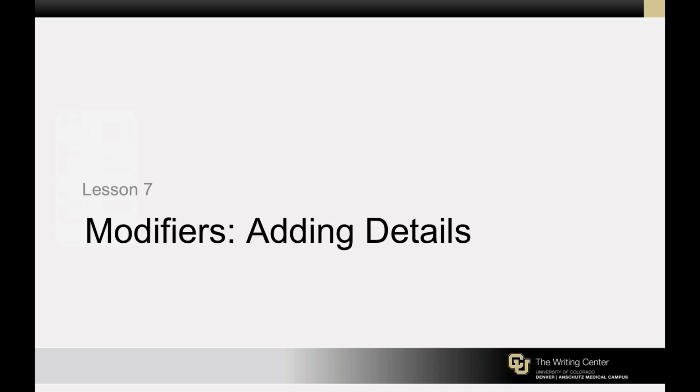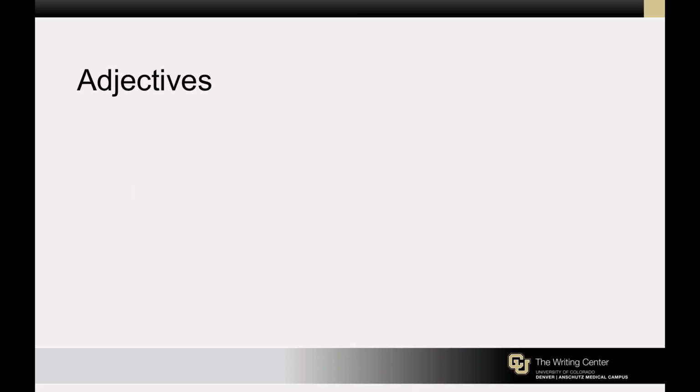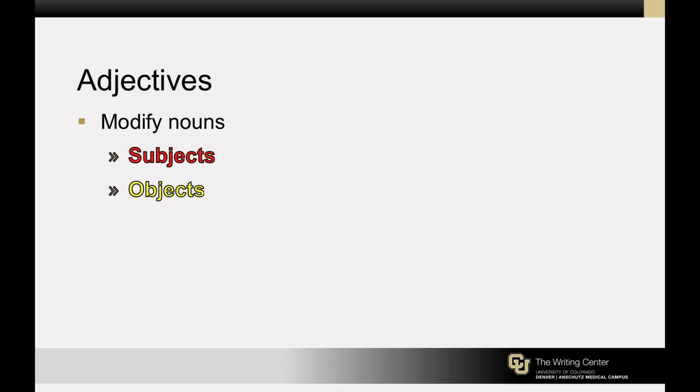In lessons 1 through 6, we learned about independent and dependent clauses and how to use them to make simple, compound, complex, and compound-complex sentences. Now let's talk about modifiers, a way to add details to our clauses in any type of sentence. One common modifier is the adjective. Adjectives modify or give more information about nouns. In other words, they give further description to subjects and objects.